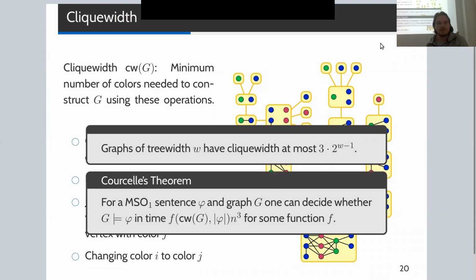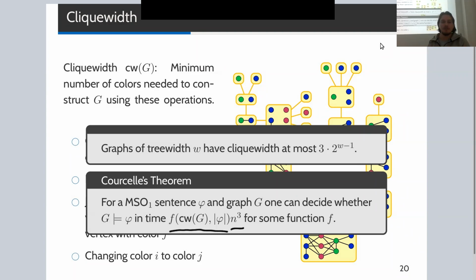I already mentioned Courcelle's theorem, and for graphs of bounded clique width we get the following result. If you have an MSO sentence phi and a graph G, then you can decide whether the formula is true on the graph in time some function of the clique width and the formula length, times a cubic factor in n. This is new: the runtime is only cubic in n and no longer linear. But it's also necessary that it's no longer linear, because the graph can have a quadratic number of edges, so it needs to be at least quadratic in n.